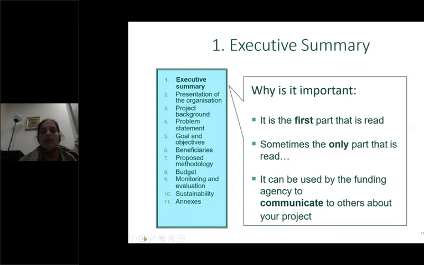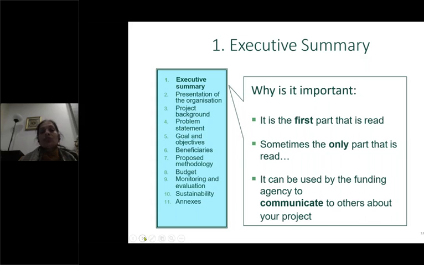Now, the executive summary. This is a very tricky thing to write. It is the most important part, because it is the first thing that catches the attention of the reviewer. It should include everything: the background, the problem, the methodology, and the outcomes.